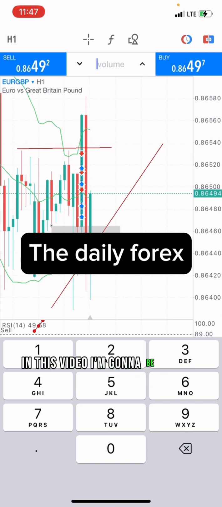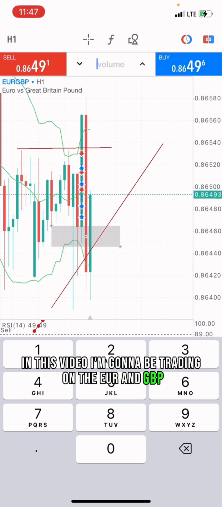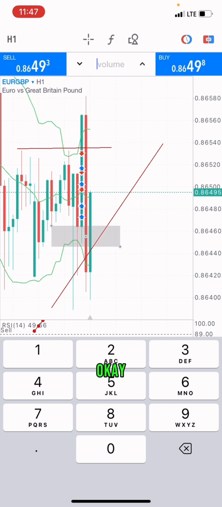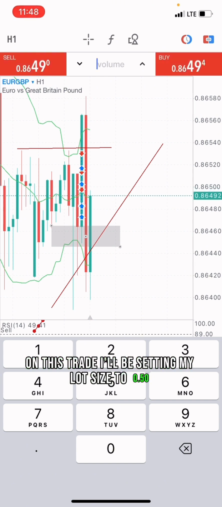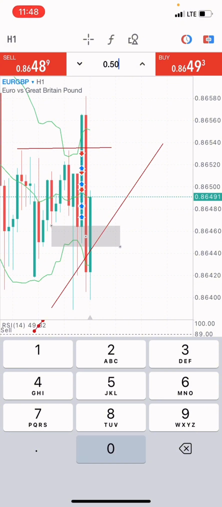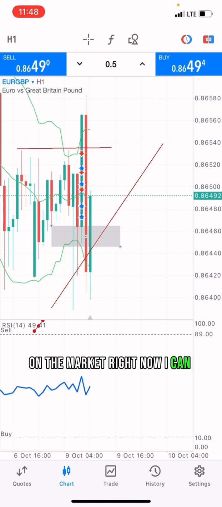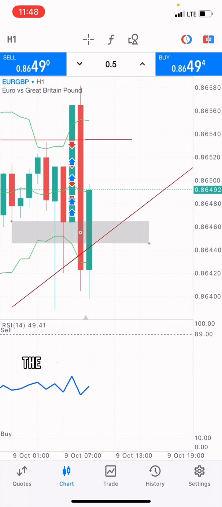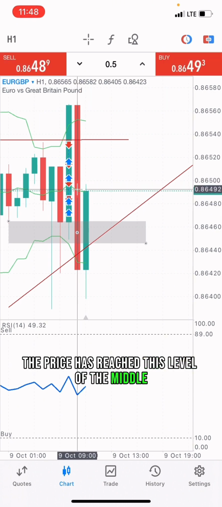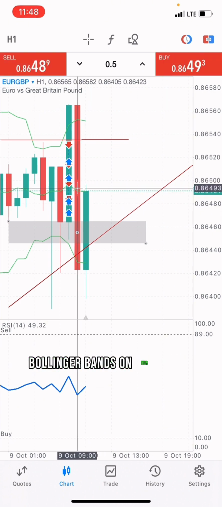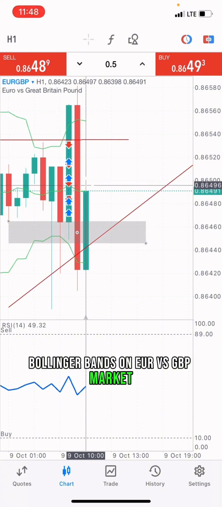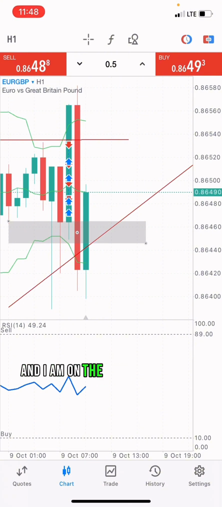So in this video, I'm going to be trading on the euro and GBP markets to make some profit. On this trade, I will be setting my lot size to 0.50. Then I'm going to place a buy because on the market right now, I can see that the price has reached the middle Bollinger bands on the euro versus GBP market. I am on the 1 hour time frame.